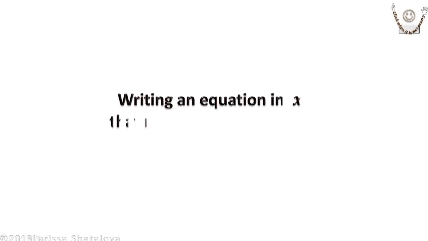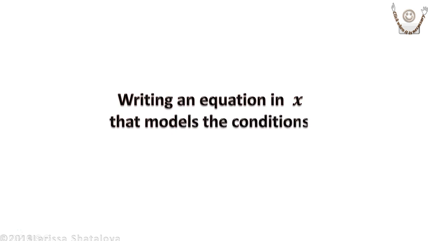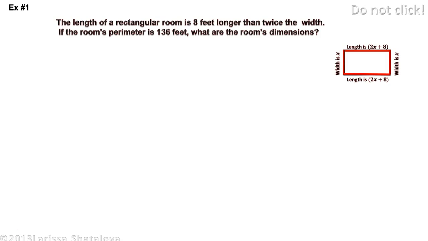Writing an equation in x that models the conditions. The length of a rectangular room is 8 feet longer than twice the width. If the room perimeter is 136 feet, what are the room's dimensions? So we are talking about a rectangle, and the question is the length and width of the rectangle.